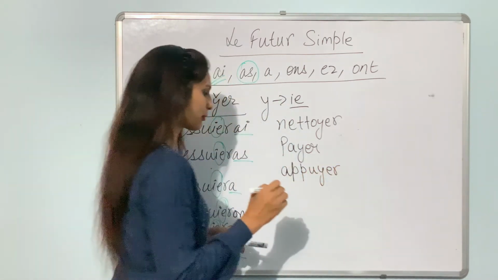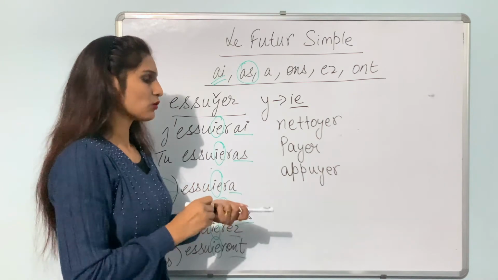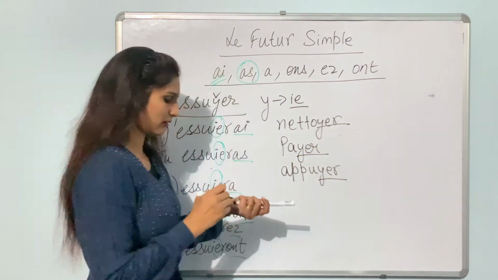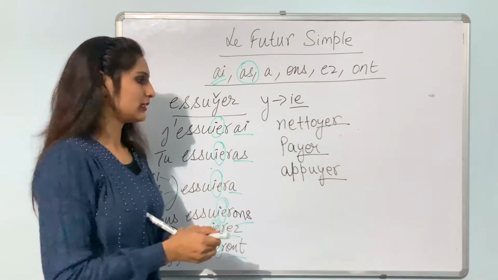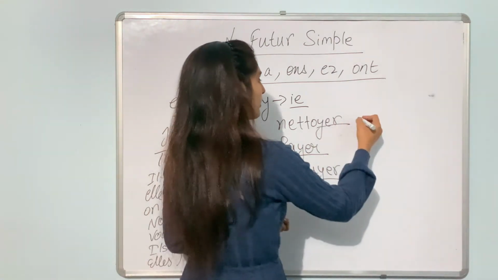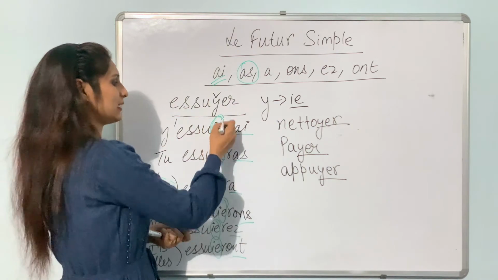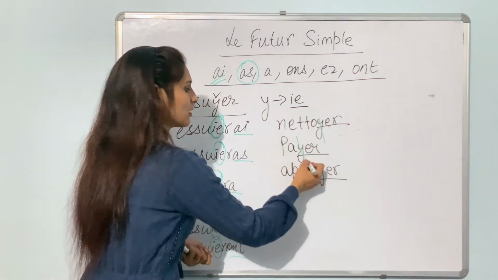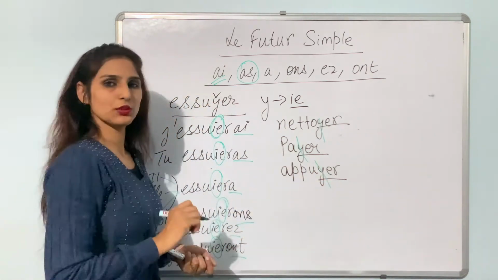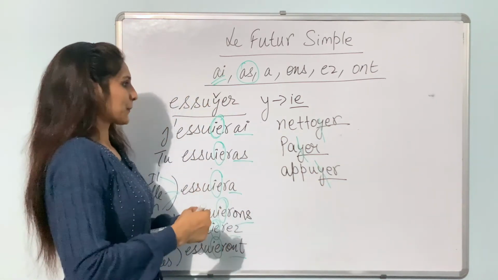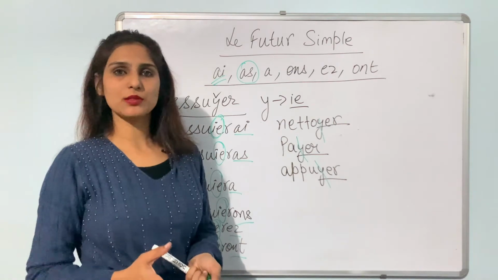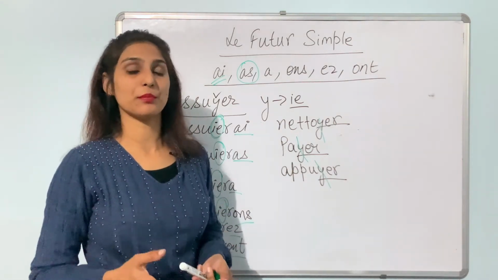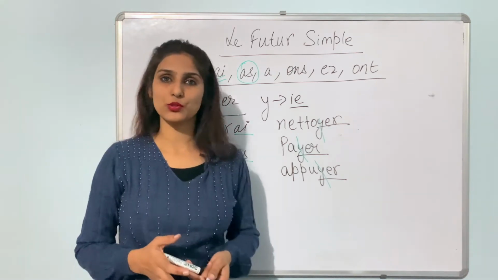Appuyer means to press the button. So all these verbs have y over here. What you do is simply remove the y and replace it with ie, and the rest is all the same. You do not do anything else. And with irregular verbs, the conjugation is different. There you will have to remember certain conjugations by heart.